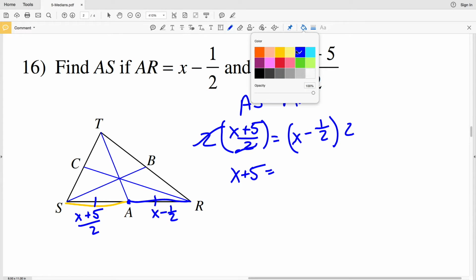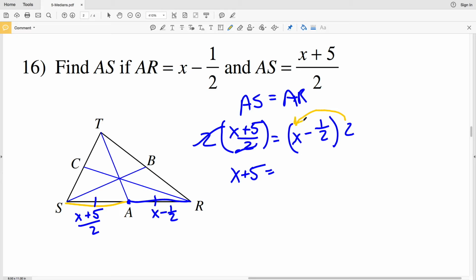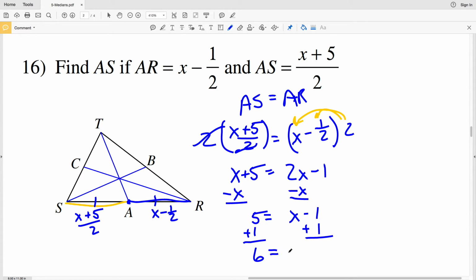And I'll distribute the 2 on the right. So I'll have 2x minus 1. I'll subtract x from both sides to get that 5 equals x minus 1. And then I'll add 1 to both sides to get that 6 is equal to x.